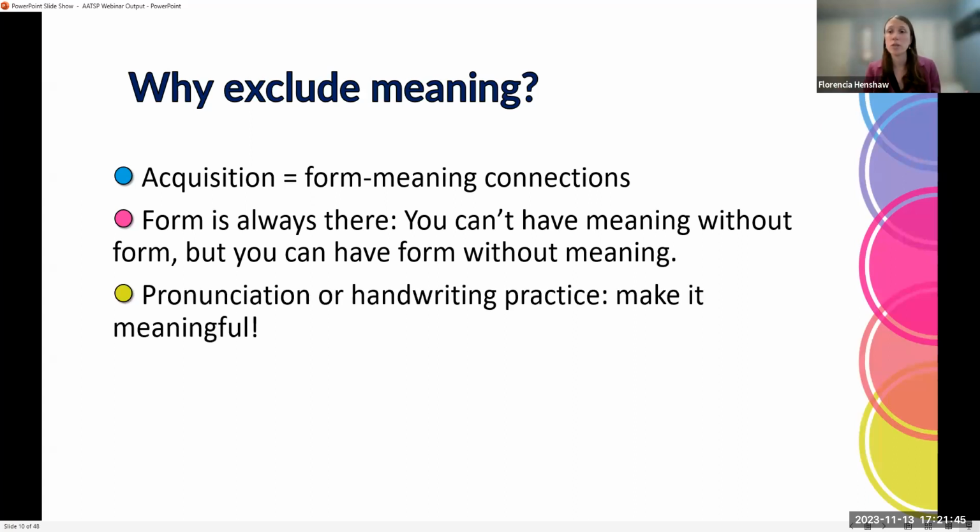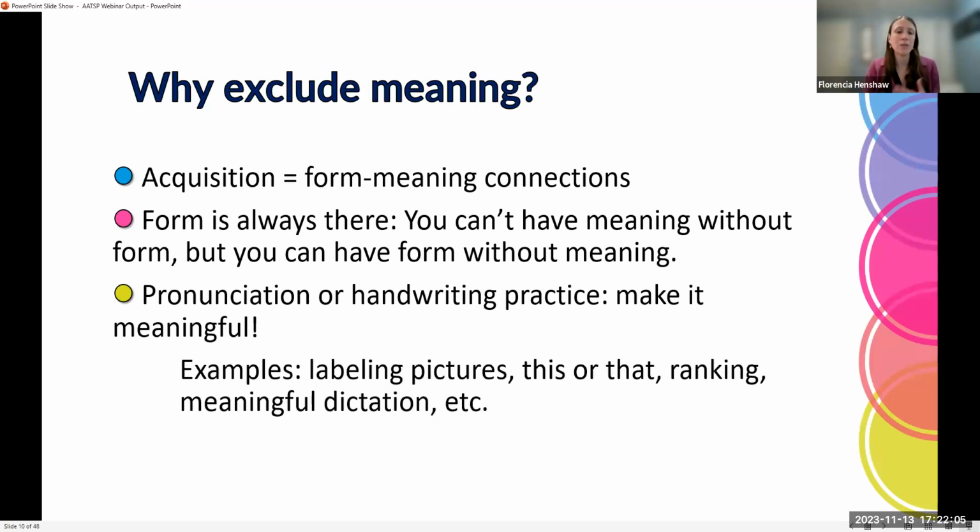And then pronunciation, handwriting practice. Hey, I understand, I get it. Some students need it, but make it meaningful. Why not? Why are we having them write something? To express a meaning at some point, right? Why are we having them pronounce a word? So that their meaning can be understood. So let's make it meaningful.